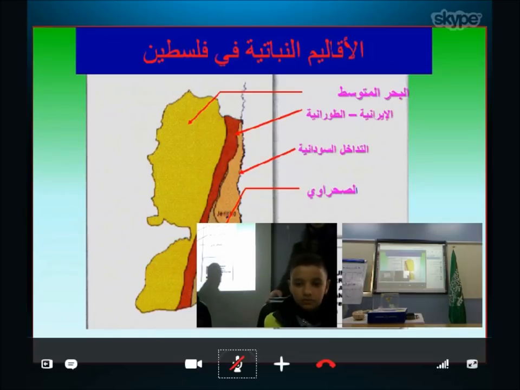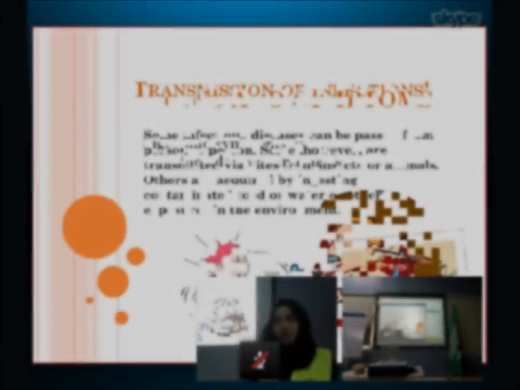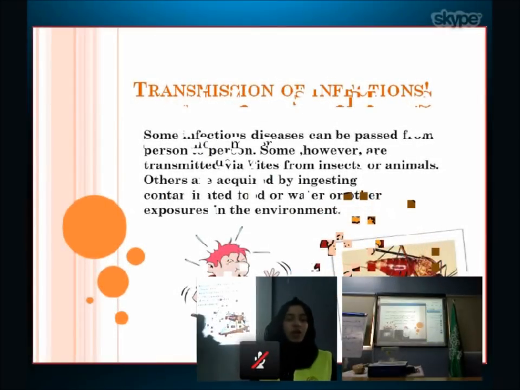Also, we have here in Palestine the different plant streams. Transmission of infections. We have three ways of transmission.